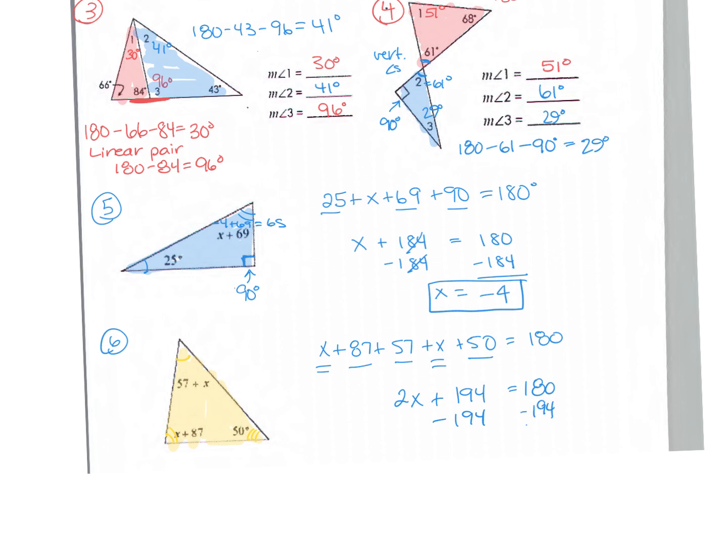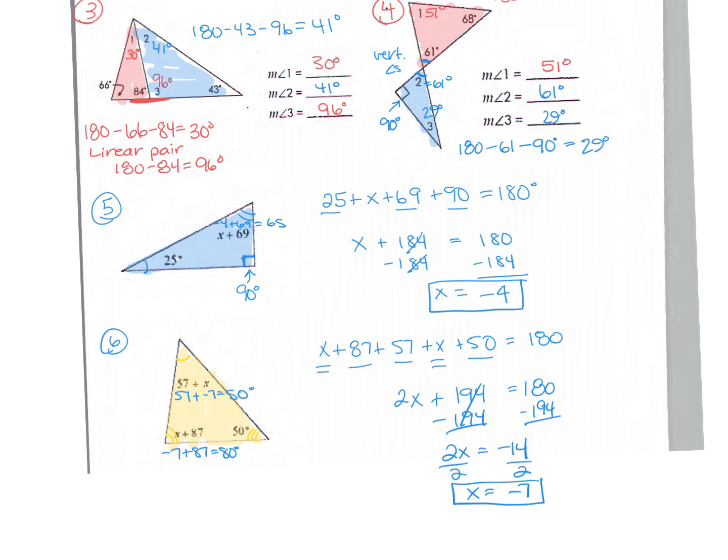Now when I do that, I'm getting another negative number. I have 2x equals negative 14. I'm going to divide both sides by 2. I'm going to get x equals, a negative divided by a positive is a negative, x equals negative 7. So I do get a little nervous about that, so let's go double check real quick. 57 plus a negative 7 is 50 degrees, and negative 7 plus 87 is 80 degrees. Oh, I feel good about this because 50 plus 50 is 100 plus 80 is 180. It all checks out, so that's good.